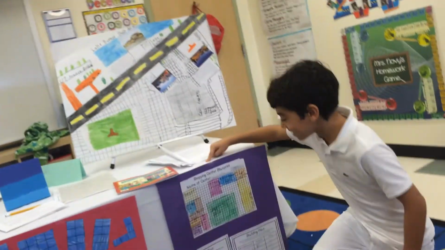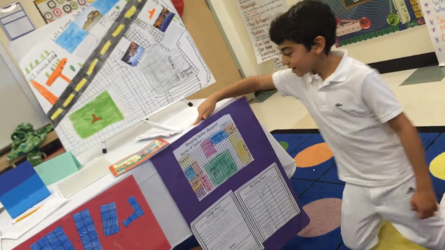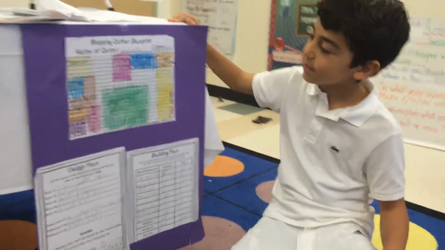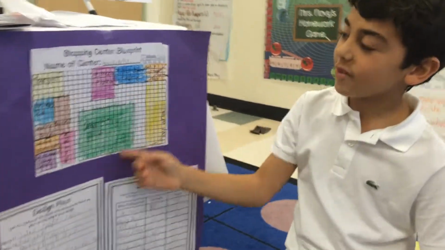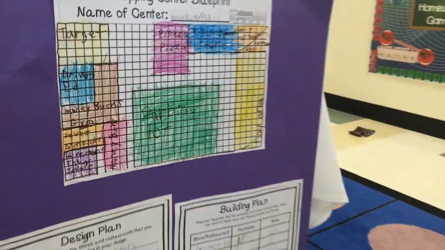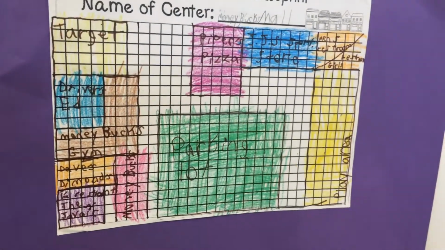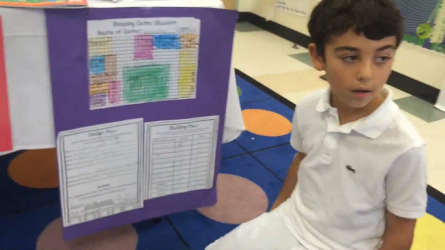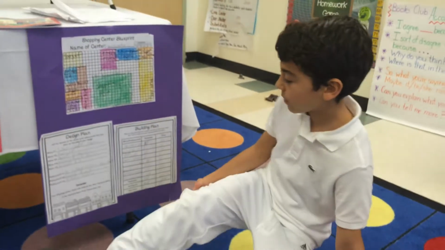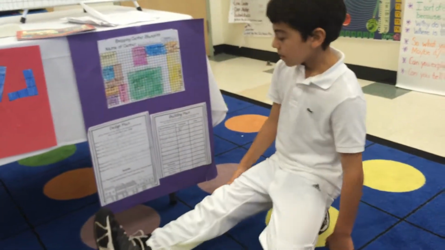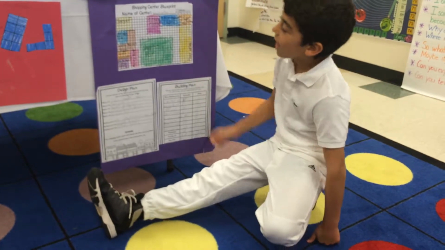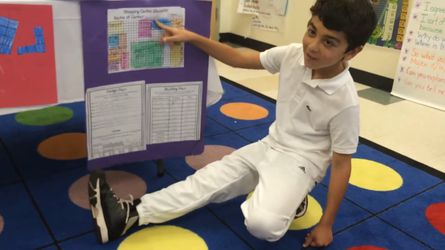Shopping Center Blueprint. So this is my mall. I made a little mall. It had to have a bathroom, a kids' play area, 5 stores, 3 restaurants, and a parking lot. So I called it Money Bucks Mall.